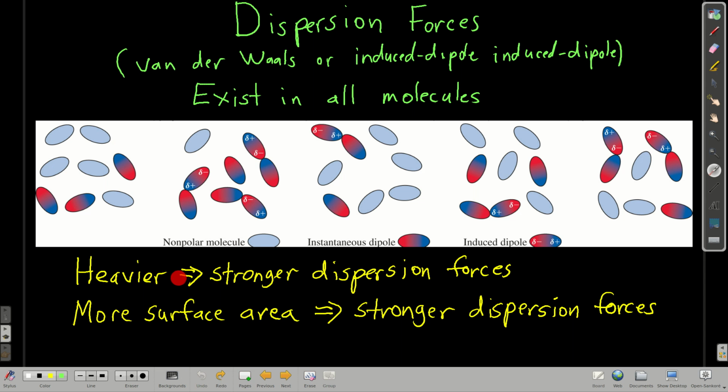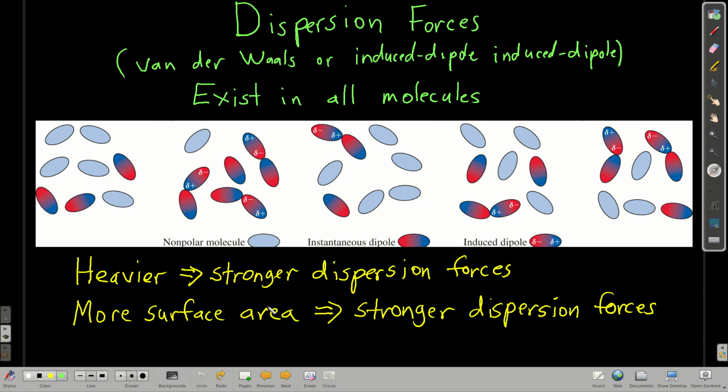Now, why does a heavier molecule have stronger dispersion forces than a lighter one? Well, simply because heavier means more protons, which means more electrons. The more electrons there are, the sloshier or the more polarizable that molecule is. It's like a big water balloon compared to a really tiny water balloon. The big one's sloshier. You can move that water around more. You can have a greater shift, so you have a greater magnitude of the electric charges in that heavier molecule.